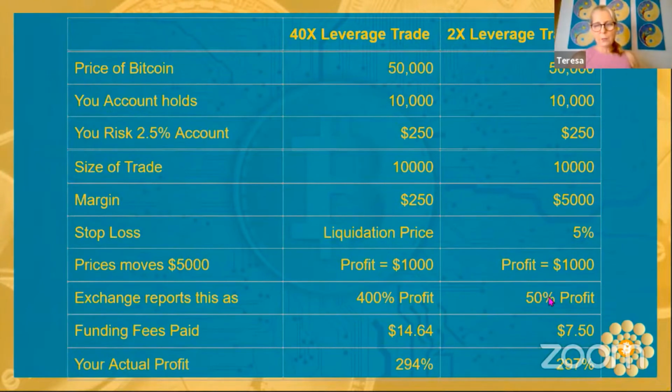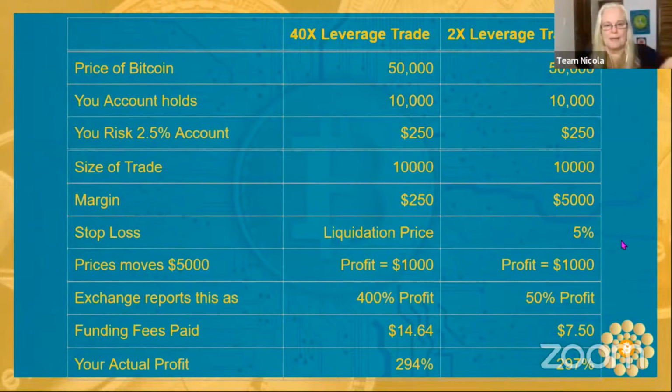And that's because they're reporting it relative to this number, right? But the amount of risk you took in both cases was still $250. So they're not reporting it relative to the risk you took. They're reporting it relative to your margin. So this is the way.